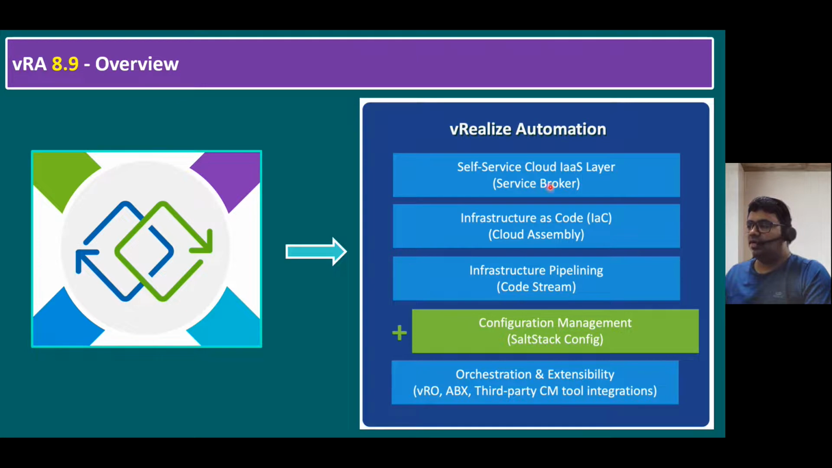And for whatever tools are not available by default in cloud assembly integration, we can also integrate using third-party configuration management tool integration. If we want to use VMware's official configuration management tool, that tool is called SaltStack Config. But as of the current 8.9 version, this tool is available separately. That's why I use the plus symbol, and it's a separate configuration management tool. You can use the official VMware SaltStack Config tool, or you can use any of the third-party configuration management tools like Chef, Puppet, and so on. Okay, so this is a holistic picture.